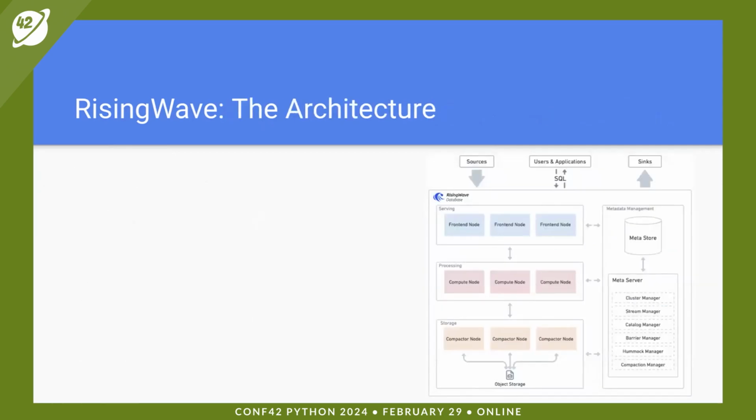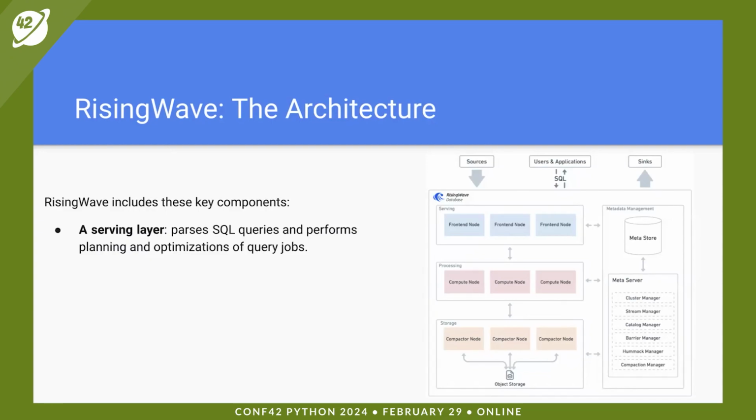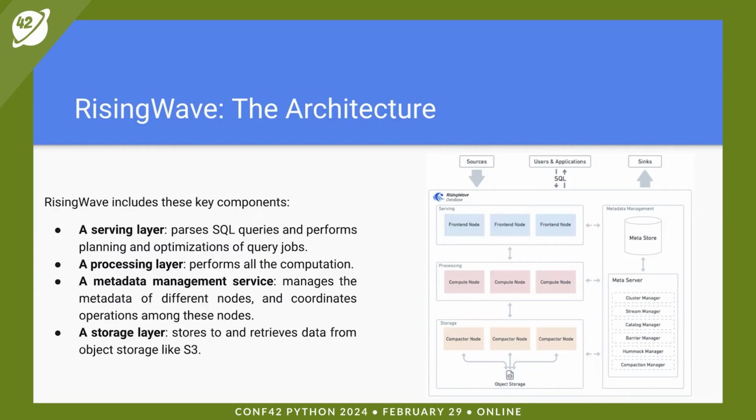So really quick, here's what the RisingWave architecture looks like. First, you have a serving layer. This parses SQL queries and performs the planning and optimization of the query jobs. Then you have a processing layer, which performs all your computation. Then you have the metadata management service. This manages the metadata of different nodes and coordinates operations amongst these nodes. And then you have the storage layer that stores and retrieves data from object storage like S3. And I think that's it.